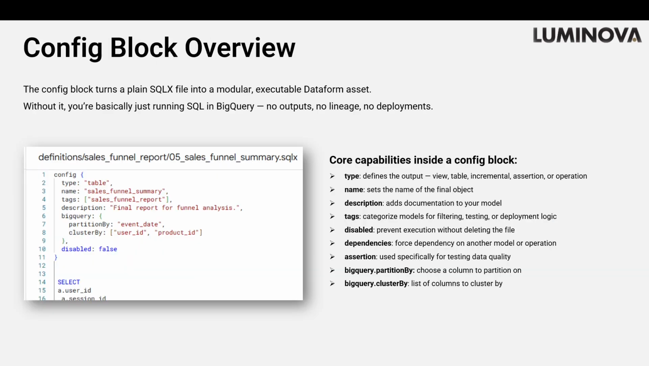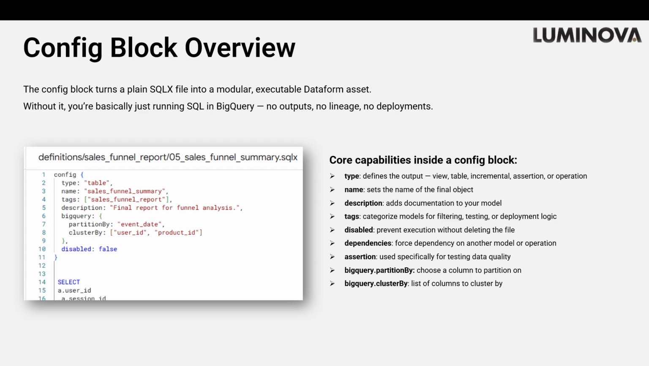The config block is what turns a plain SQLX file into an actual model in Dataform. Without it, you're just writing SQL. No outputs, no lineage, no pipeline. This is where you define what the file creates and how it behaves.